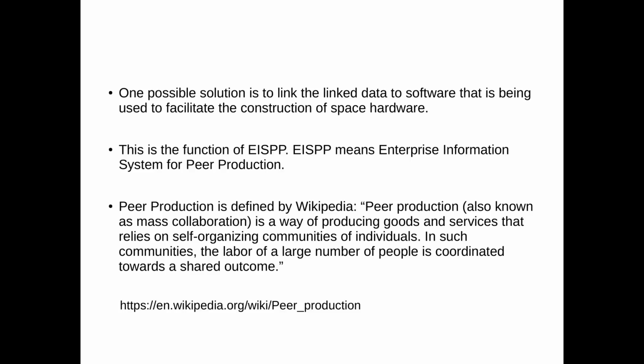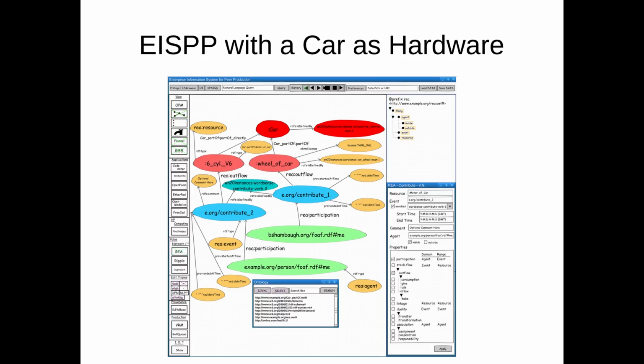And in such communities, the labor of a large number of people is coordinated towards a shared outcome. So, yes, this could be individuals, but it might not just be peer production. It might be a bunch of existing organizations, such as universities and companies, and also the individual. Here's a wireframe for EISPP with a car as hardware. So you have two different contributors for two different parts of a car. And this could be an example of what peer production would be.